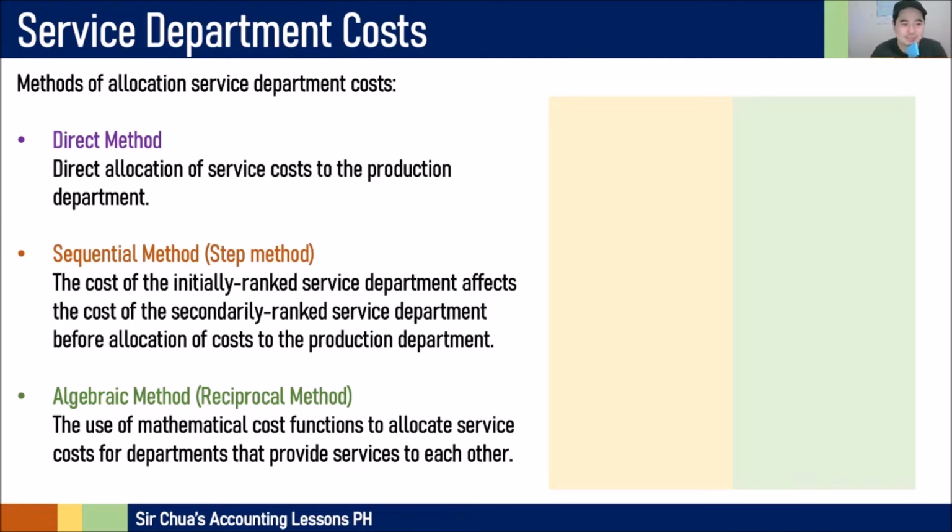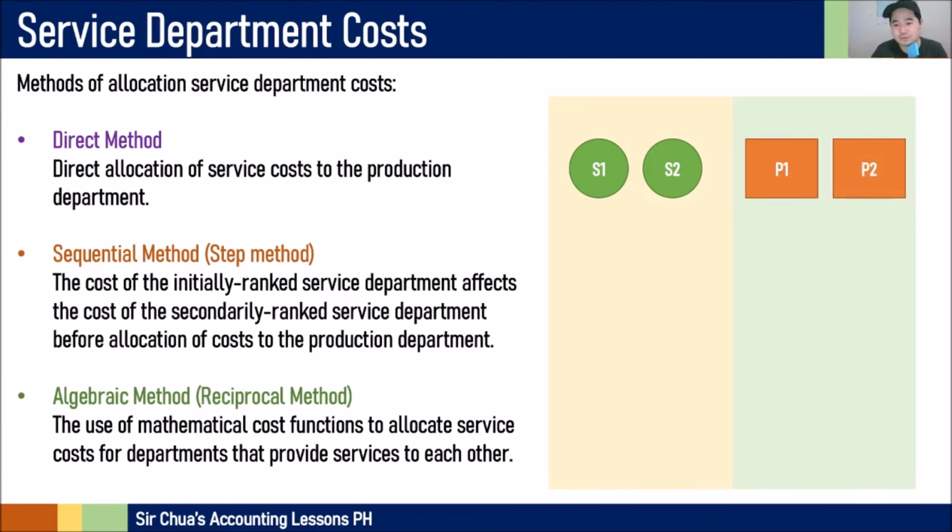This is what happens in your direct method. Let's say, for example, this is service department 1 and service department 2, and then you also have your production department 1 and production department 2. In the direct method, the cost of service department 1 will just be allocated to production department 1 and P2, and then your service department 2 will just allocate its cost to P1 and P2 as well, directly. Okay, so ganun lang, no?